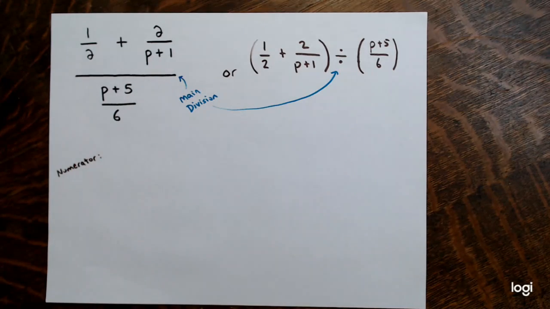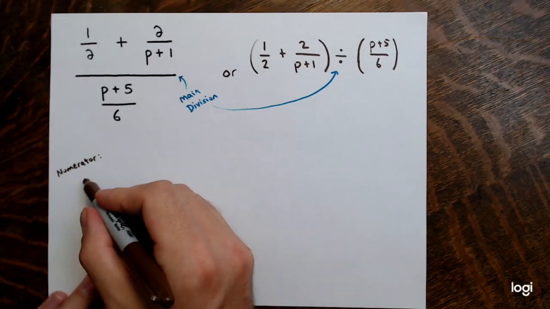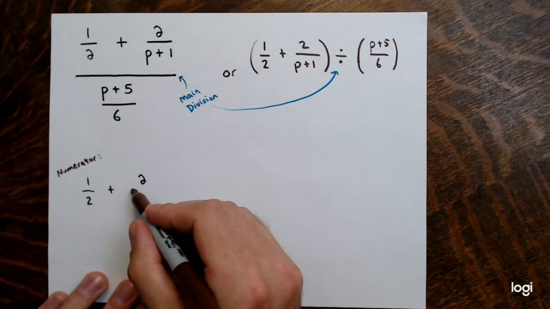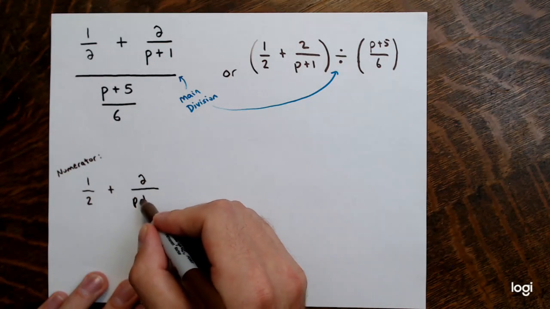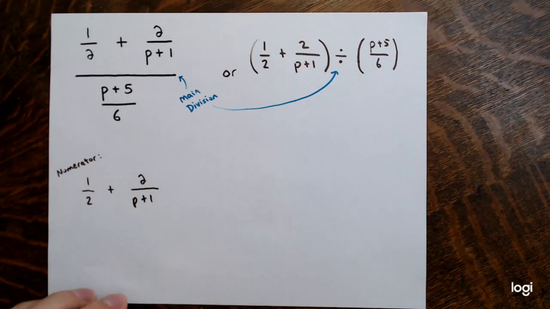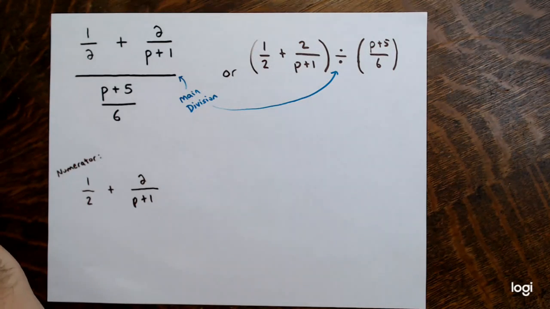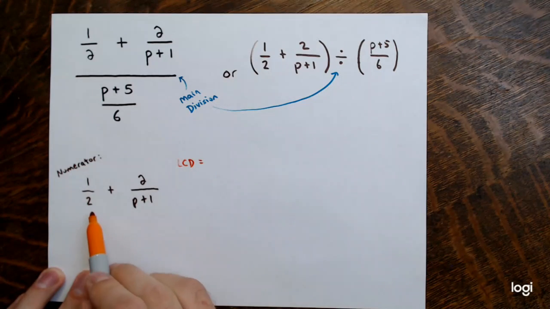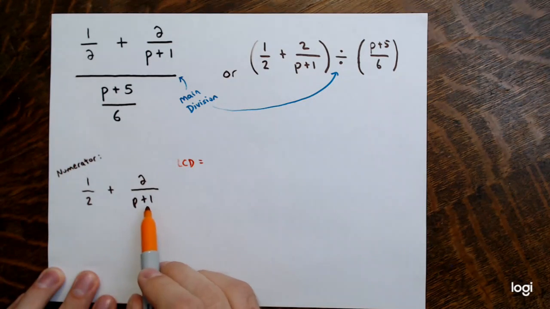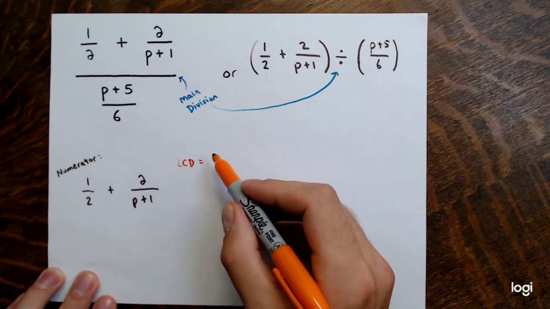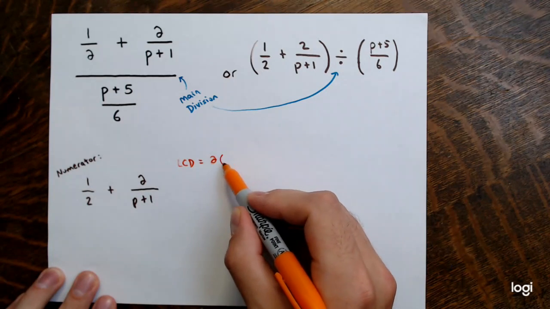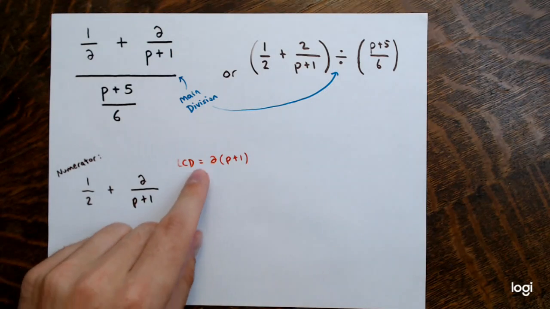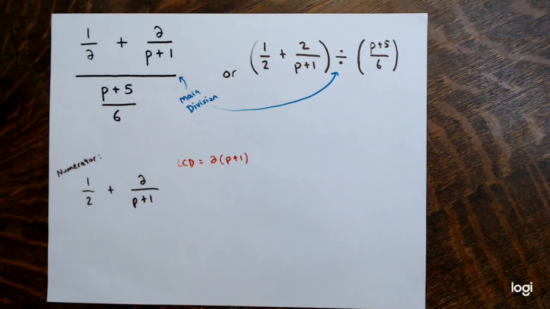Alright, so the numerator is this 1/2 plus 2 over p plus 1. And I'm going to try to put these together. The least common denominator would just be, this factor is just 2, and this factor is just p plus 1. So it's just 2 times the quantity, p plus 1. Or if you want to distribute, there'd be 2p plus 2 would be the LCD.